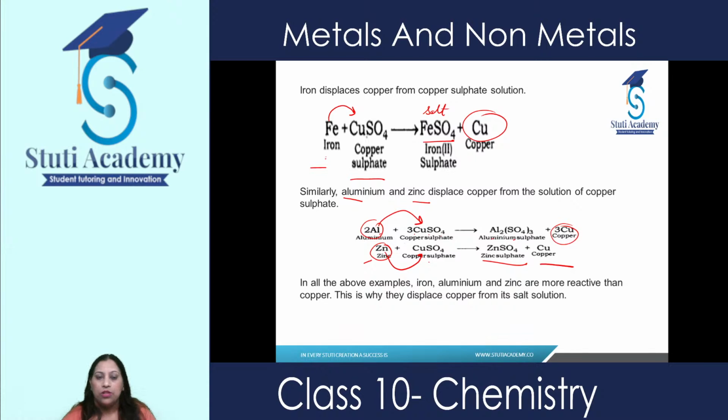So in all these examples, as you can see, iron, aluminium and zinc, being more reactive than copper, can easily displace it. And this kind of reaction is known as a displacement reaction. We have already done this displacement reaction in the first chapter, if you remember. So in a displacement reaction, the more reactive metal displaces the less reactive one.